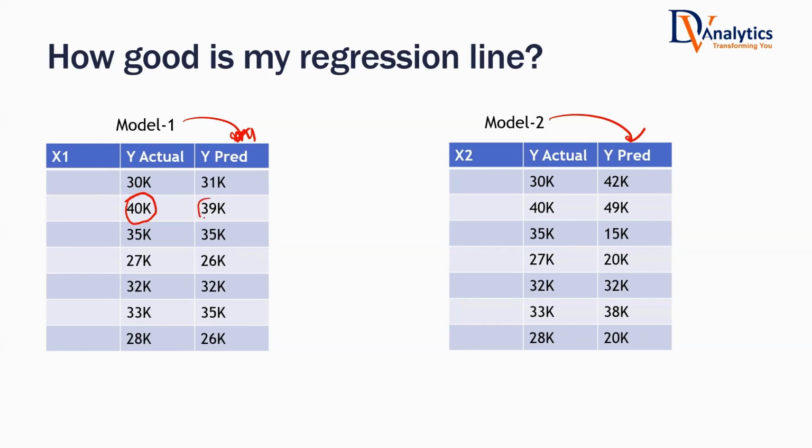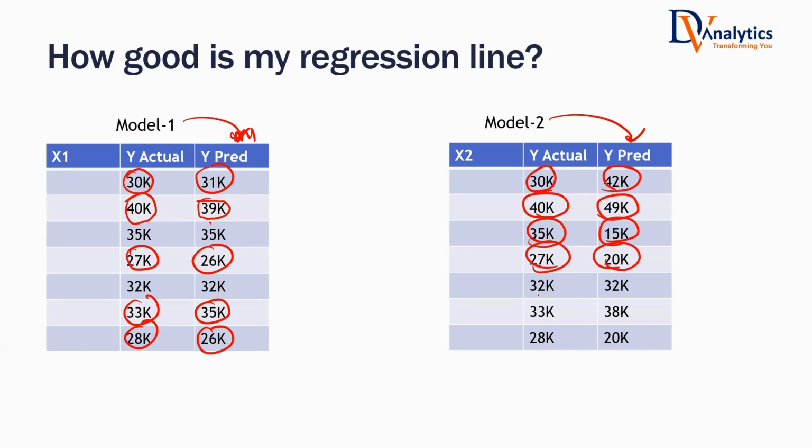If the predicted value is 39,000, can I say there is a 1,000 error here? Yes, there is some error here. Here there is no error. Like that, M1 is making some errors. M2, is it making some errors? M2 is also making some errors. Now compare M1 and M2. Overall, which model is making lesser error? M1 is making less error.